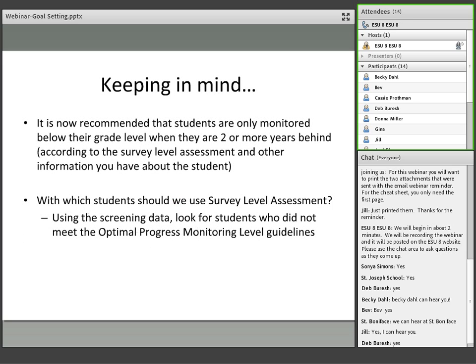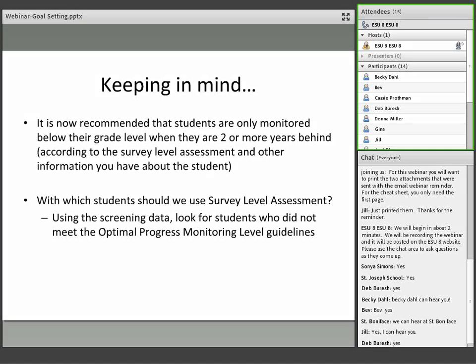Okay, and we want to keep in mind that it's recommended that we really would only need to progress monitor a student below their grade level if they are showing us that they're 2 or more years behind. So if we look at some survey level assessment and other information that you have about the student, maybe look at where you're instructing the student, and if you've done some placement testing and it tells you that they need to be instructed significantly below level, then you may also be progress monitoring there also. So if it's a fifth grader and it looks like they should be progress monitored at fourth grade, actually we'd recommend that you just go ahead and progress monitor them at fifth grade.